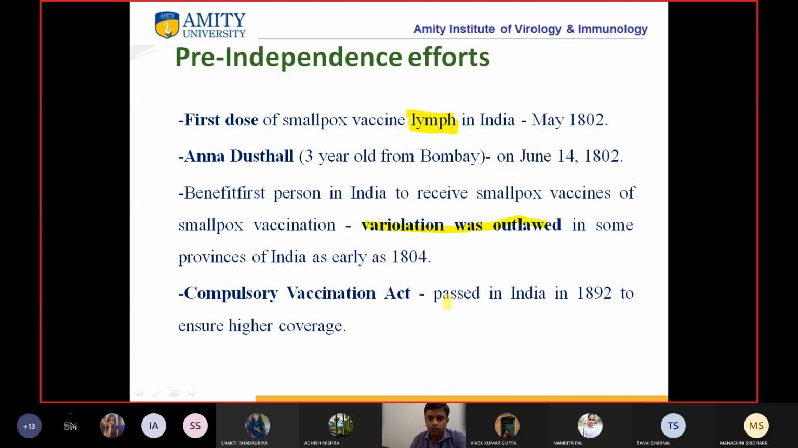And as I said in the last class also, the awareness was very less at that time, and the injection process was also very painful. It was not the injections that we get today, right? We just have a small needle, but at that time it was a very different injection and a very painful process. So there were very few people ready to take the vaccine, and therefore the government started the Compulsory Vaccination Act, to ensure higher coverage.